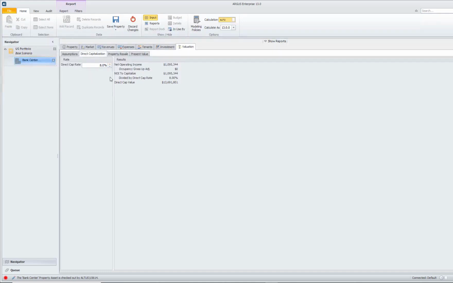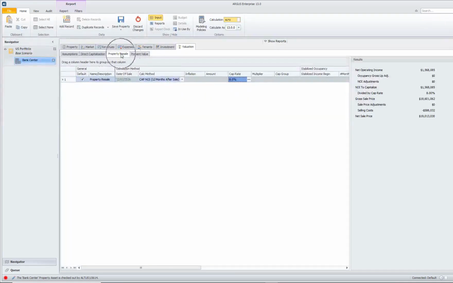However, this is not the only place that we see a cap rate used. If we navigate to our property resale tab, which is the very next sub tab, when modeling our resale calculation, we also have the ability to enter in a cap rate. And so if you take a look, we can see that we have another field where we enter in the cap rate, and we have a similar calculation that we just saw in the previous tab. However, rather than using year one's NOI, we are using the NOI 12 months after sale. So for instance, if we were running a five-year analysis, we're going to be using year six's NOI.